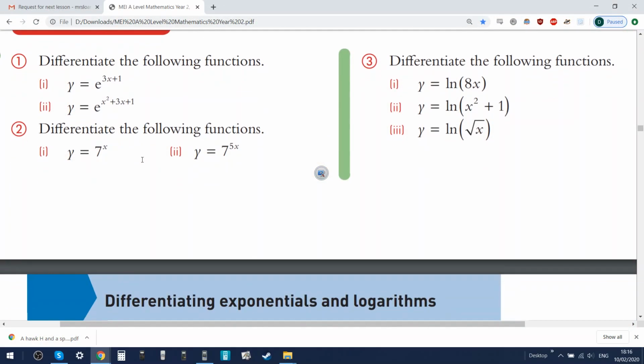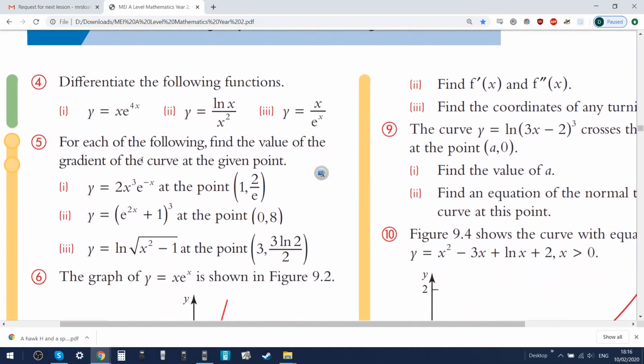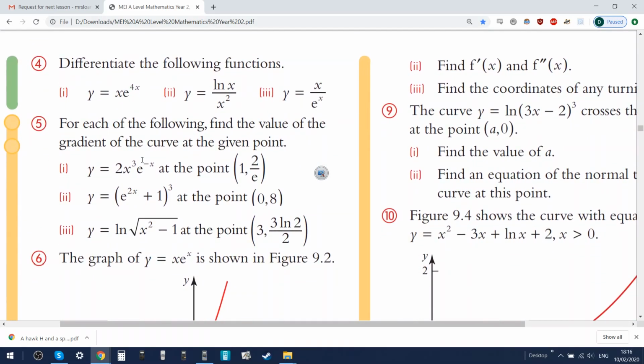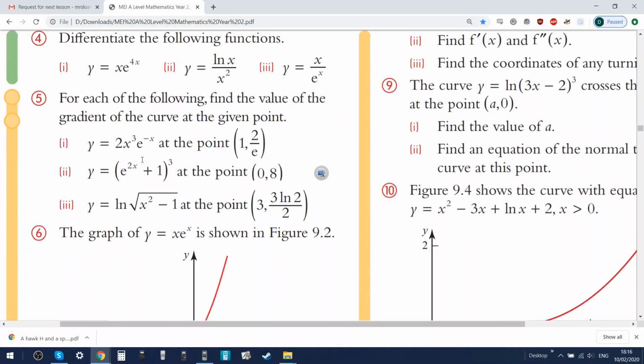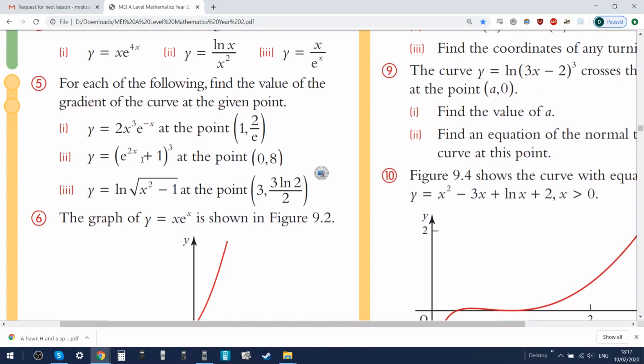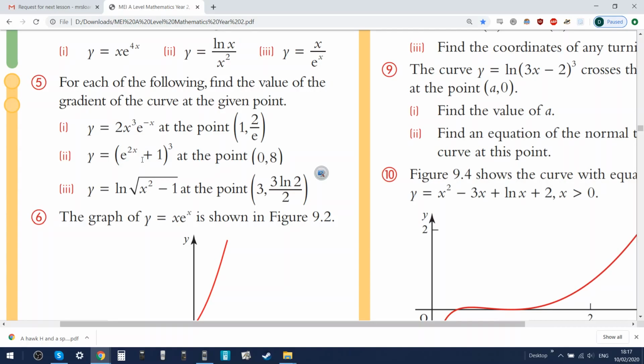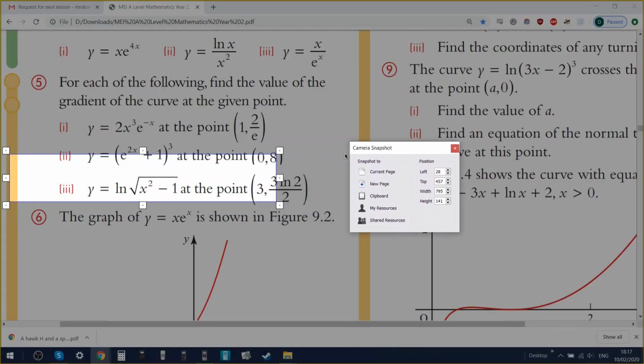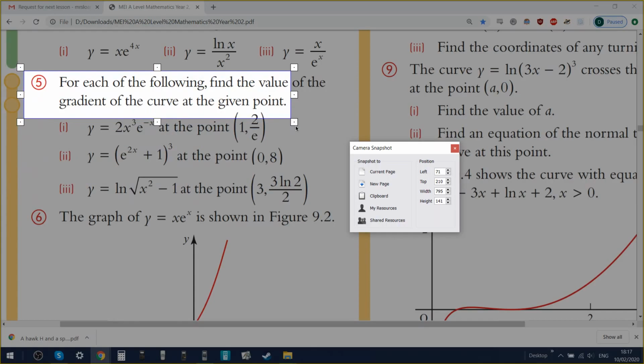Let's see. Those ones were okay. They didn't give it any trouble. That was the only one that I thought was any. Find the value of the gradient. How would you do 5 part 1? Each find the value of the gradient of a curve at the given point.